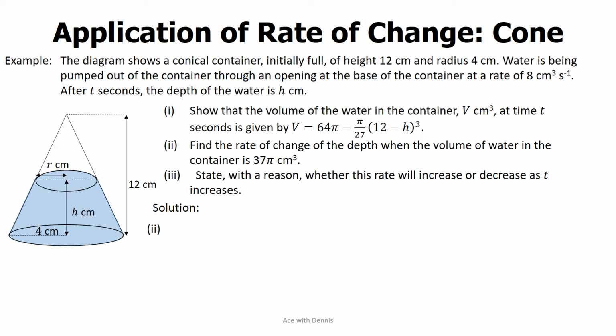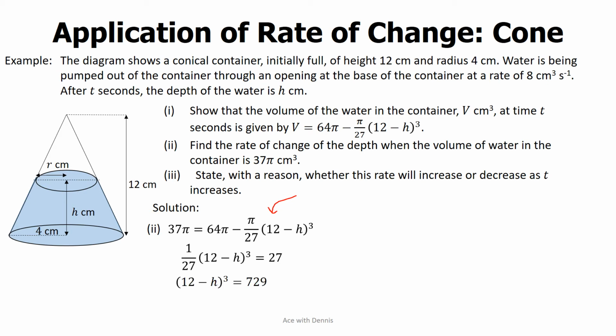So I want to find the rate of change of depth when the volume of water in the container is 37 pi cm cubed. This is the volume, 37 pi, which equals 64 pi minus pi over 27 times (12 minus h) cubed. From here, we can solve this equation to get the h value. Simplifying, the next step is (12 minus h) cubed equals 729. So 12 minus h equals 9, therefore h equals 3.